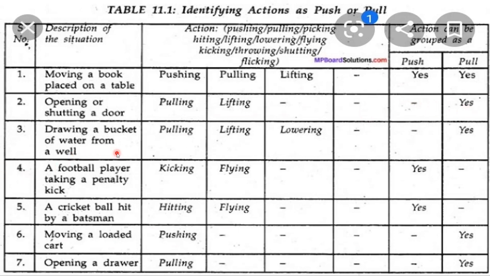Drawing a bucket of water from the well. Here the actions are pulling, lifting and lowering, and it is an action of pull. A football player taking the penalty kick. So what he does, he will do the kicking and the ball will be flying. These are the actions that are involved in this situation. Yes, it is a push. Then a cricket ball hit by a batsman. So what are the actions involved in this situation? Hitting, and the ball will fly. Therefore, it is a push.